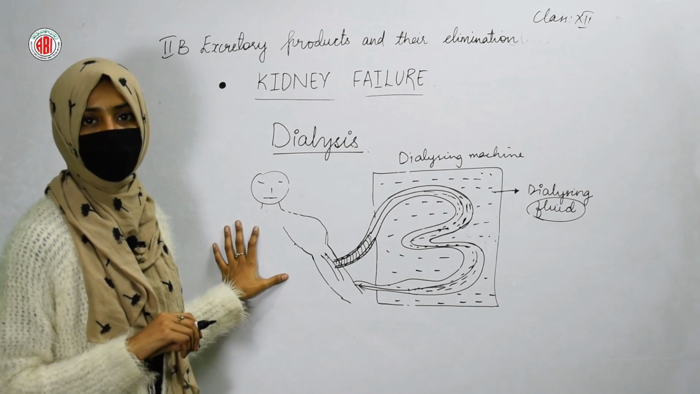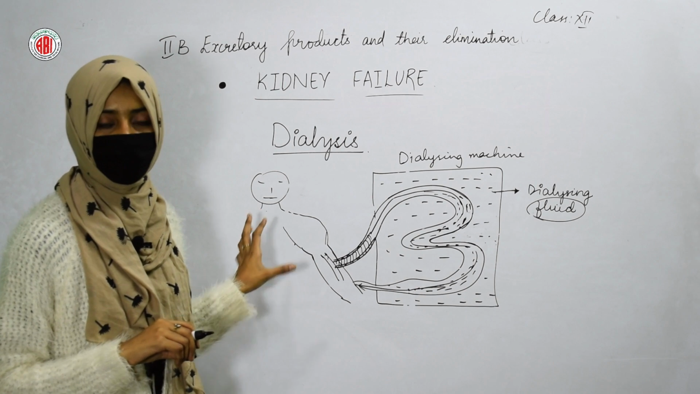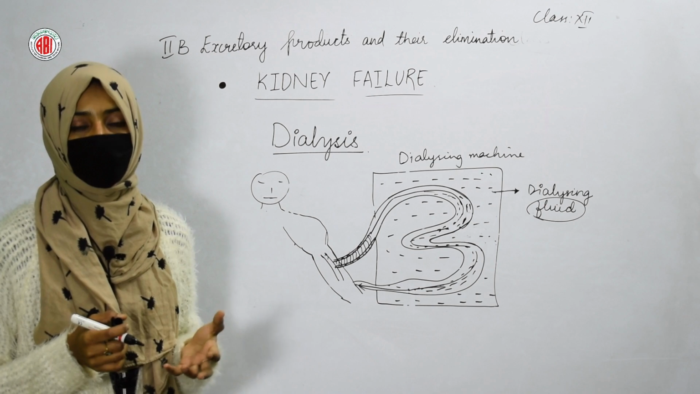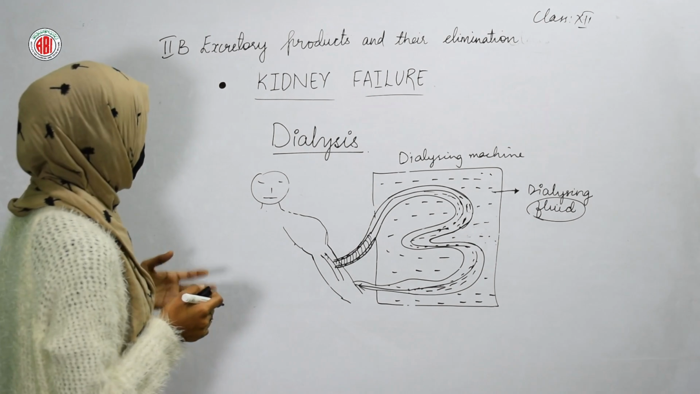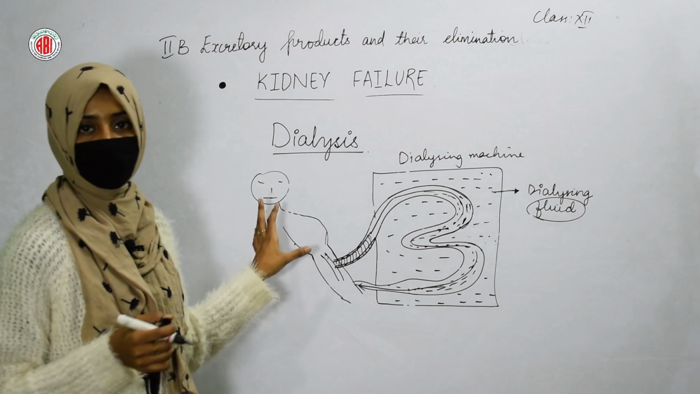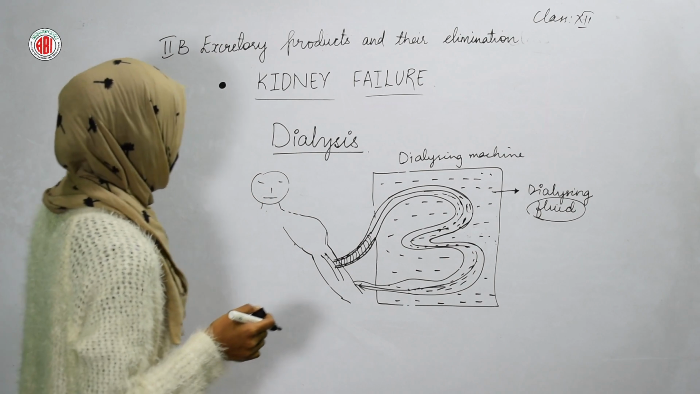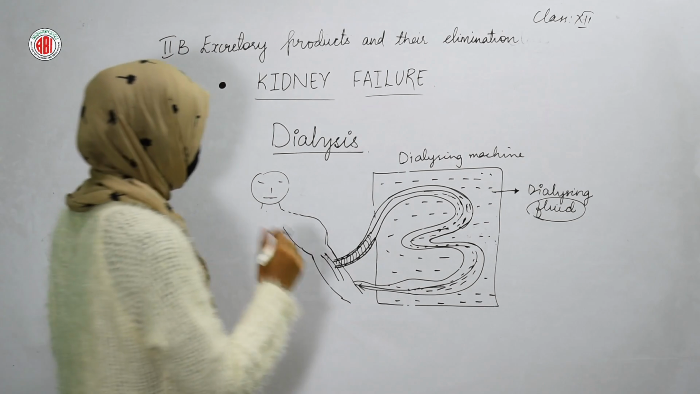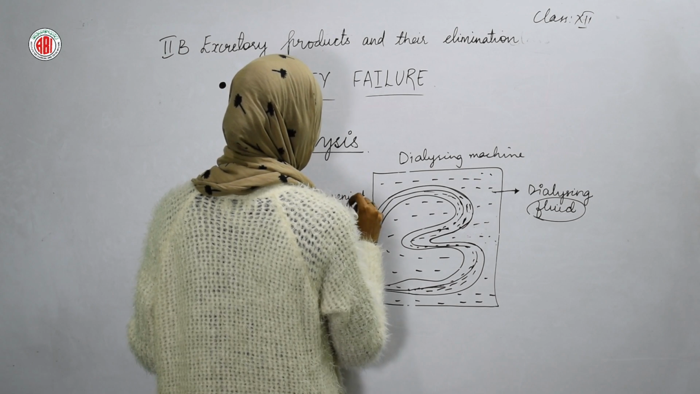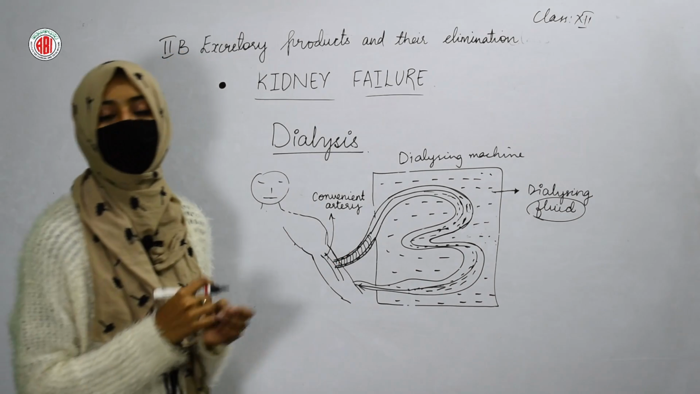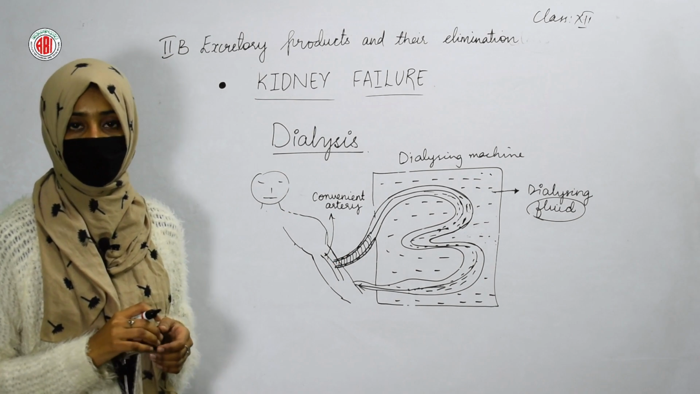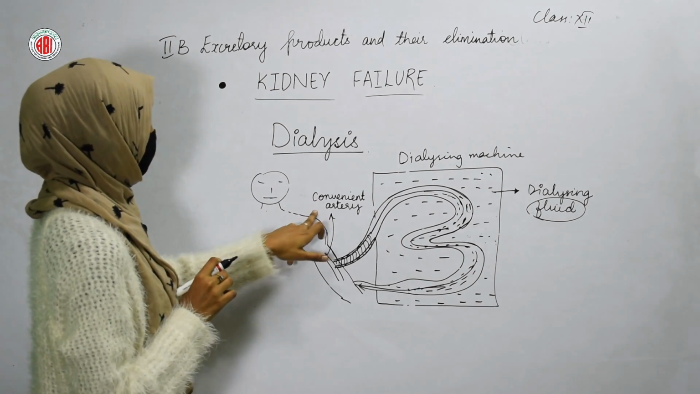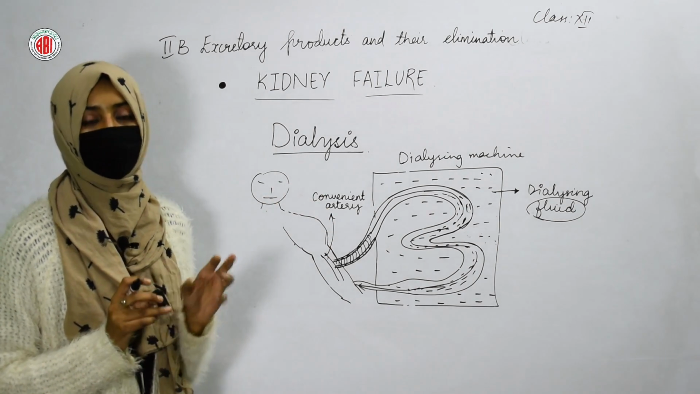If this is a patient whose both kidneys got damaged and are unable to filter the waste present in the blood, then in the process of dialysis, what are we going to do? We select one convenient artery and take the blood from that artery. Why are we taking the blood from the artery, not from the vein? In the veins, the blood does not flow with force, but in the artery, it flows with some speed.